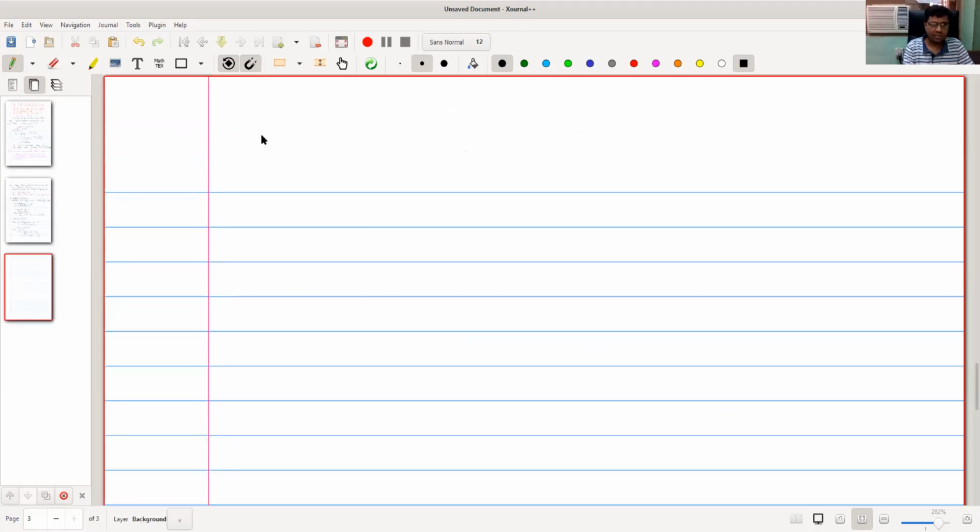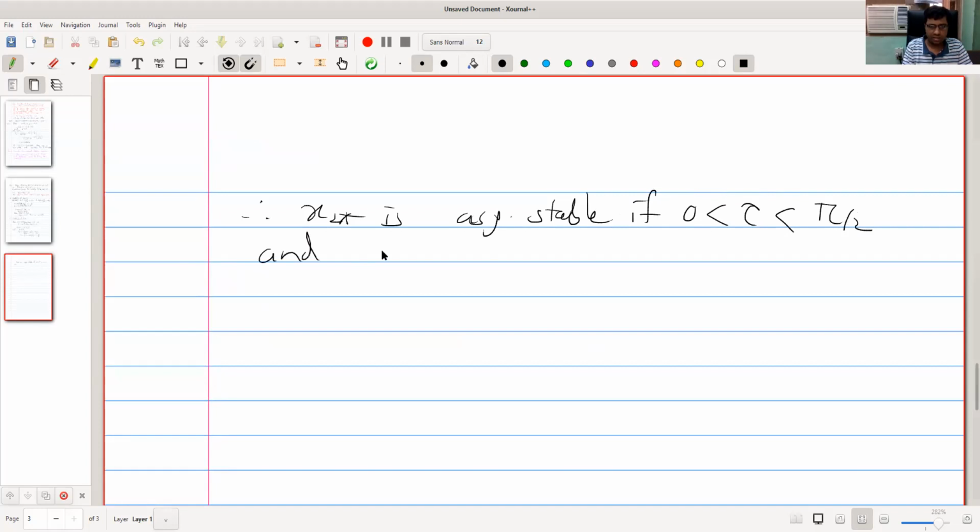What is our conclusion? Therefore x2 star is asymptotically stable if 0 is less than tau less than pi by 2, and unstable if tau is greater than pi by 2. We can verify this using Wolfram Cloud. But let us solve one more example and then we verify these things using the cloud.